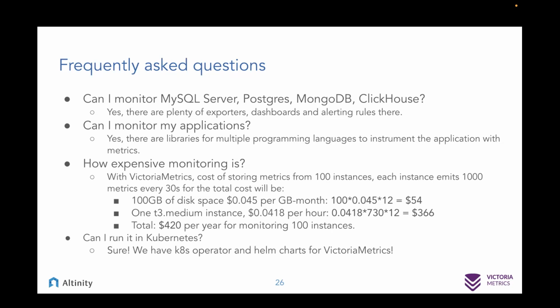And to store this for 1 year, to collect all these metrics for 1 year, we will need about 100 gigabytes of disk space, and it will cost us $54 per year. We also need to rent the S3 Medium AWS instance, which will cost us around $360 per year. So in total, you need to spend about $400 per year for monitoring these 100 instances. So that's the cost efficiency.